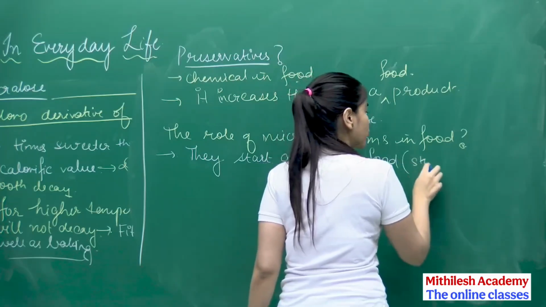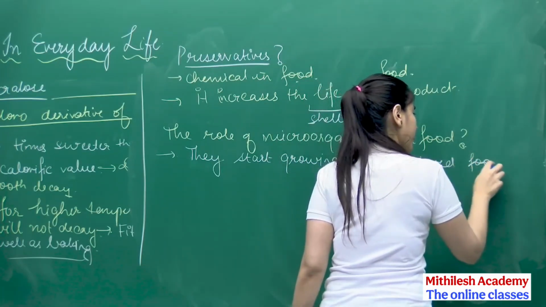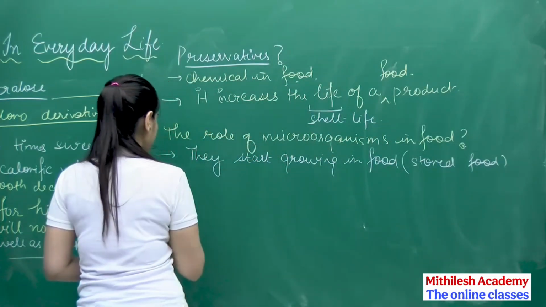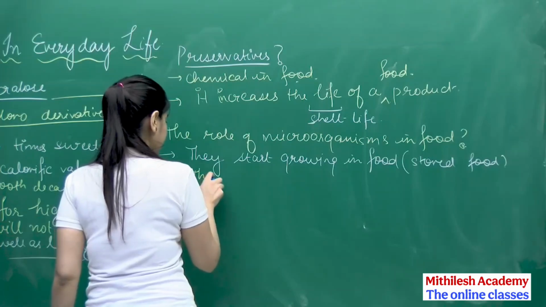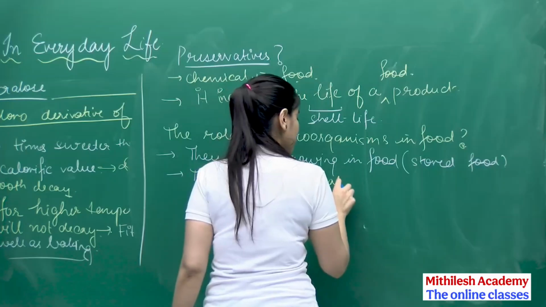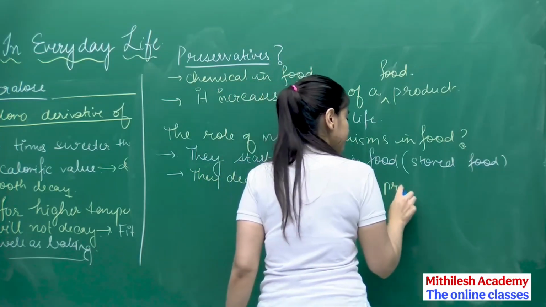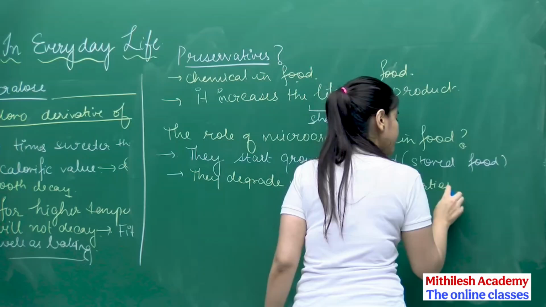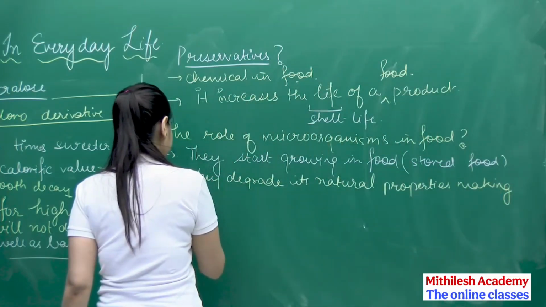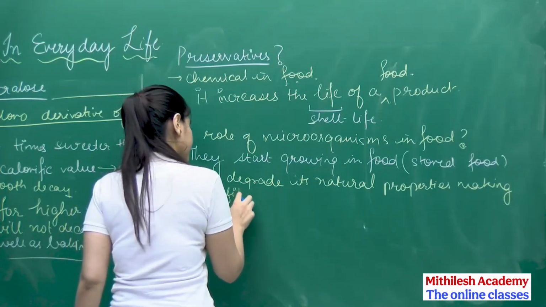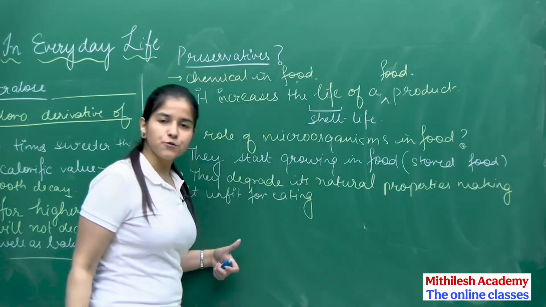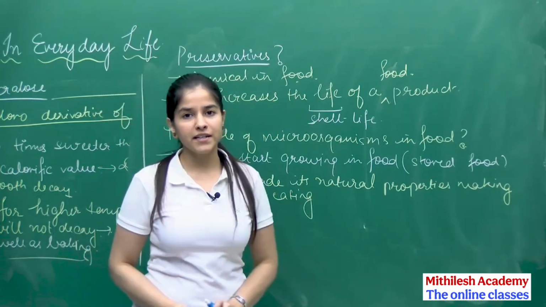What kind of food? The stored food. And hence degrade its natural properties. So they degrade its natural properties, making it unfit for eating. That is why we store our food in refrigerators.